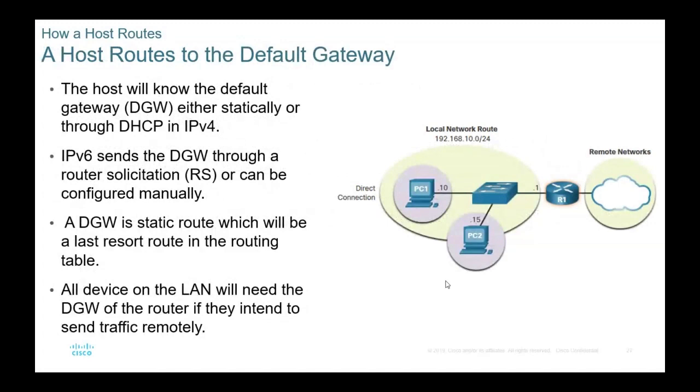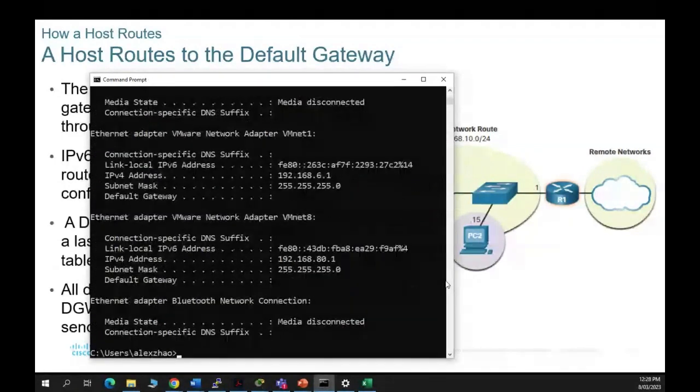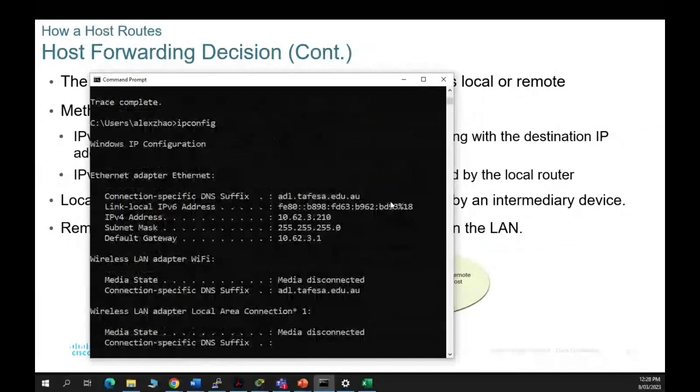All host routes to the default gateway. So a host will know the default gateways either statically or through DHCP. So let's just find my command prompt, ipconfig. So I'm getting it through here. So I'm getting my IP address through DHCP, and I'll also get the gateway information there as well.